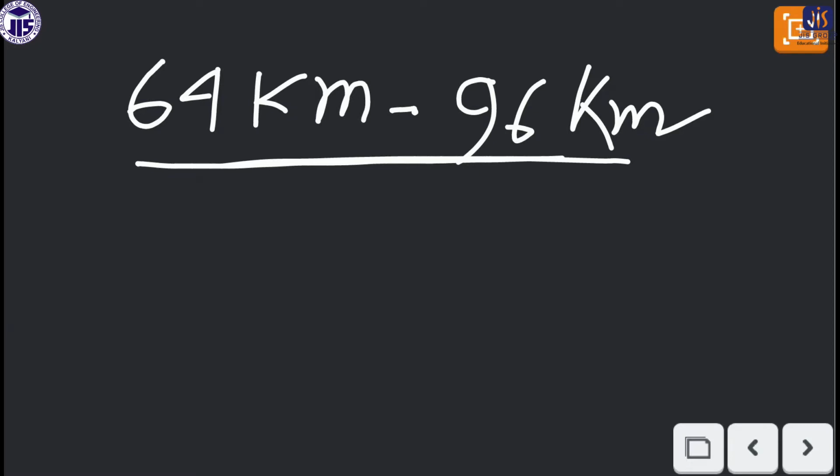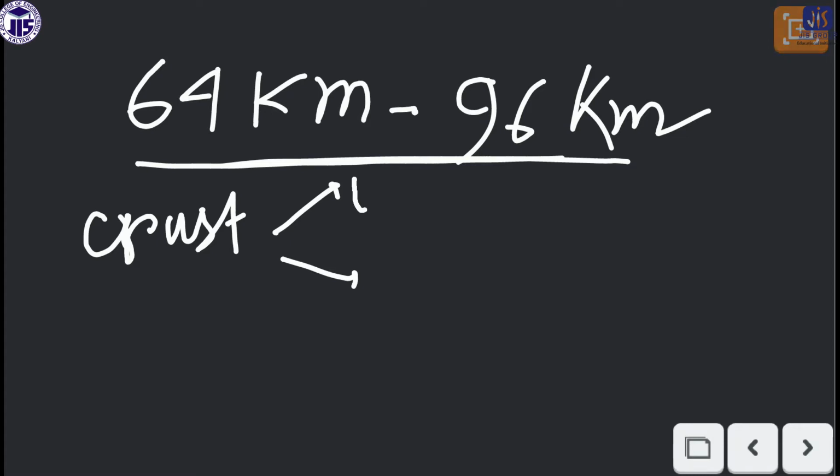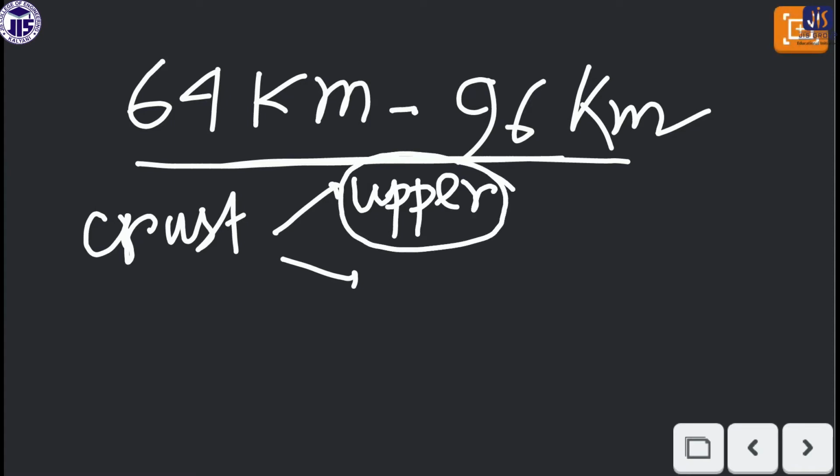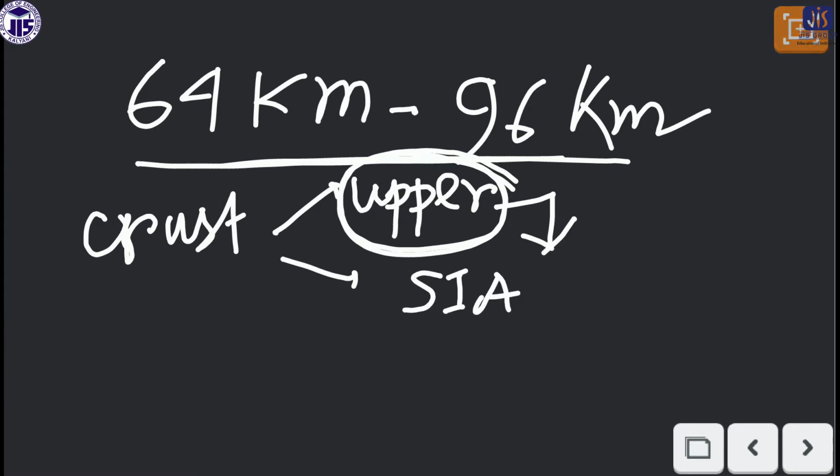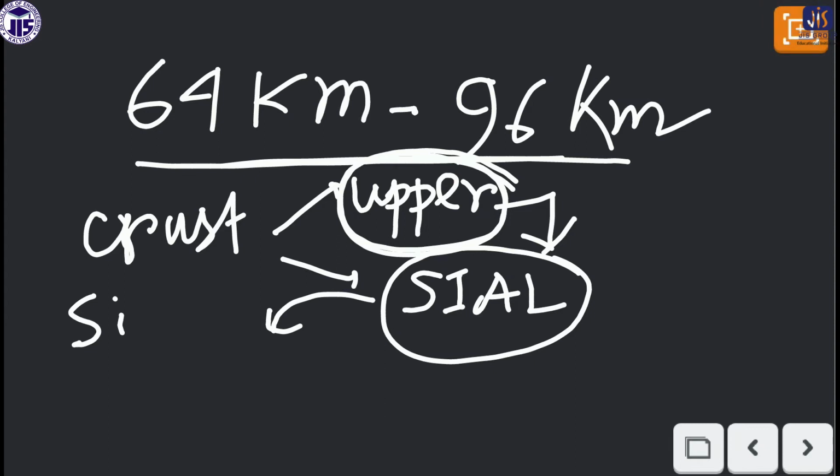the crust can again be classified into two layers. This can be applied in each case, either crust, mantle or core. In the case of the crust, if you consider the upper layer on which we live, that's why it is very important. The upper layer is mainly composed of SiAl. This is very important because the upper layer is composed of silicon and aluminium. Si for silicon and Al for aluminium.